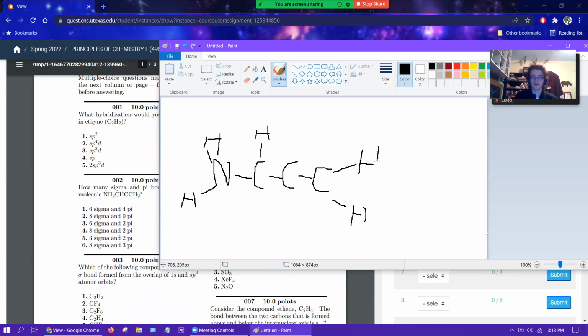So there we go. This is our molecule. This is not complete though. This is just the bare bones. We need to find out how many bonds there are.